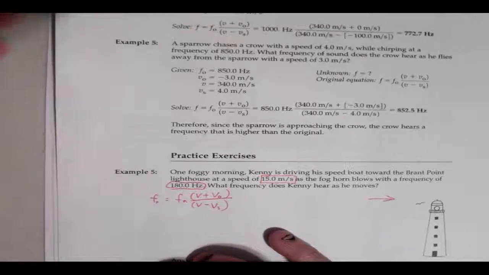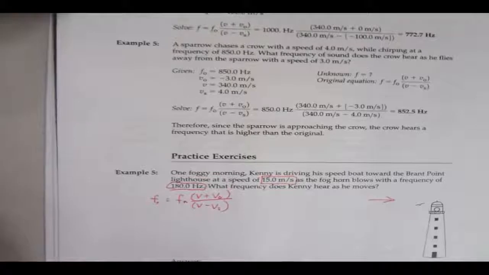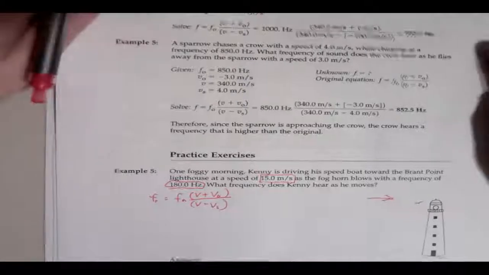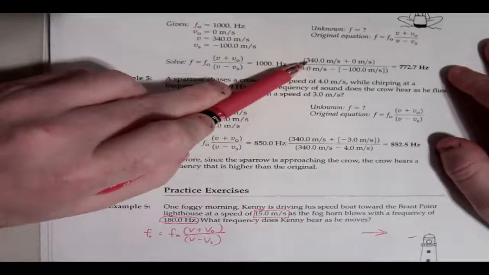So, first question is, everybody's like, well, what do I put for V? They don't tell you. Remember, the speed of sound is a constant. So if you just look up a little bit on this page, what do they put for V? Speed of sound, 340 meters per second. So that's what our V is.